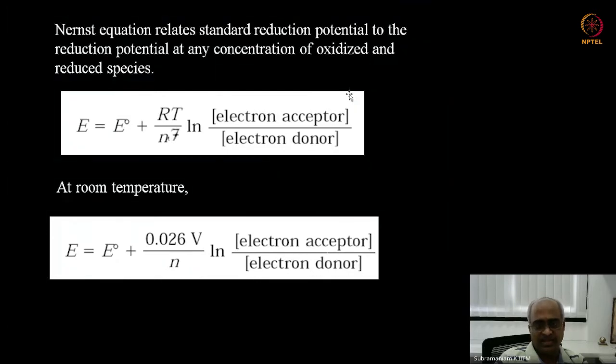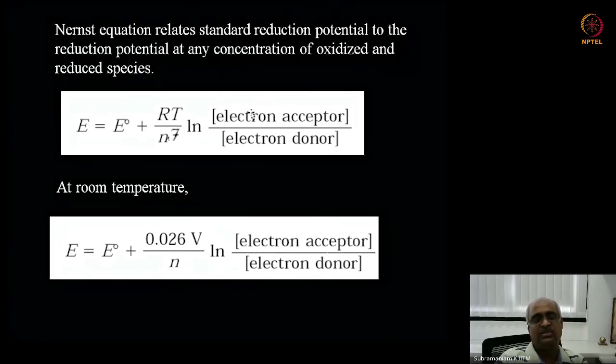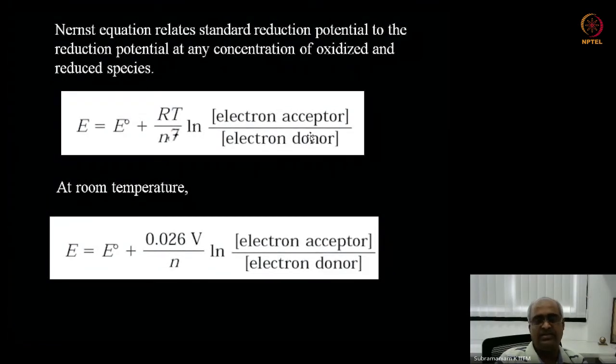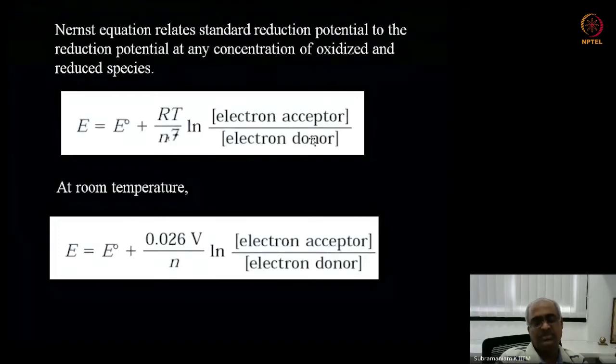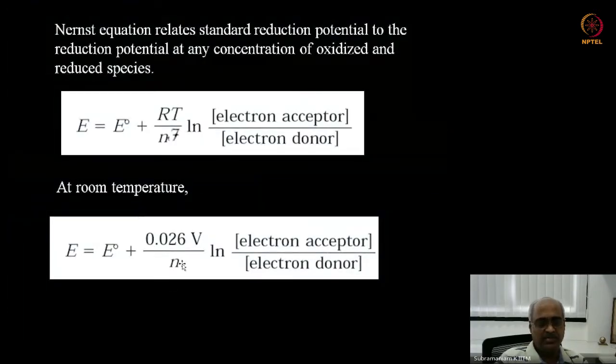So normally we take the reduction potential of the electron acceptor as a ratio, in the numerator, and in the denominator we have the electron donor. So the high reduction potential versus low reduction potential. At room temperature, if you substitute the value of Faraday's constant, the number of electrons involved in this transfer, the gas constant and absolute temperature, then it simplifies to this. So these are constant, and therefore the value depends on the number of electrons, which depends on your redox pair.